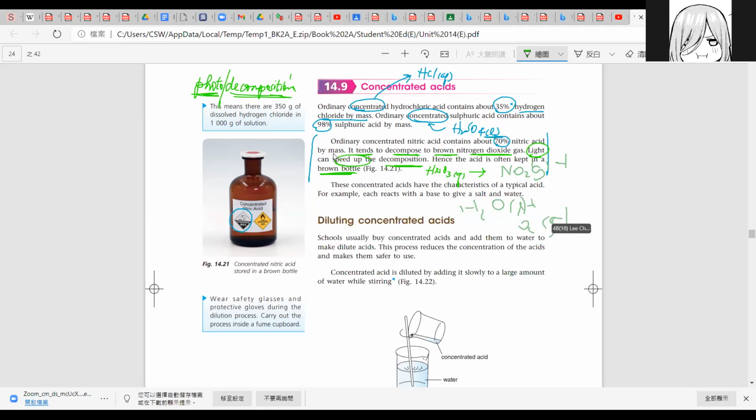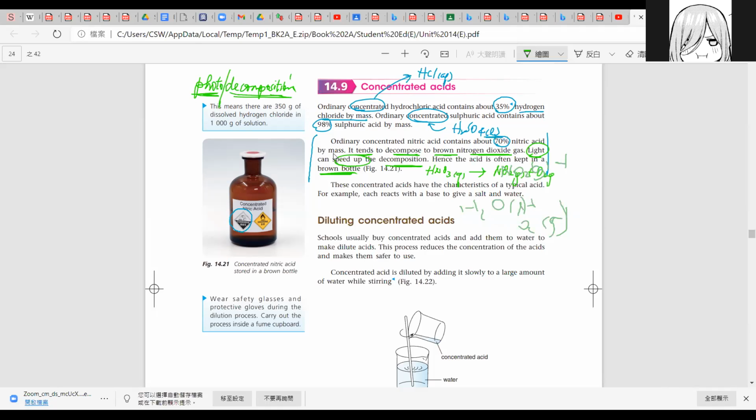Your handwriting is so nice, Lei Ching. Oh, it doesn't matter. You may read aloud the chemicals. What are those? NO2, O2, and H2O. You mean? Yep, NO2, correct.